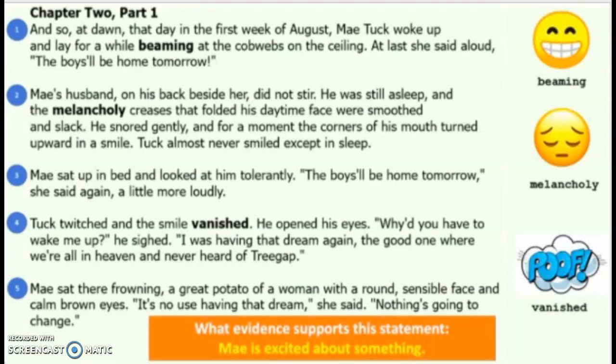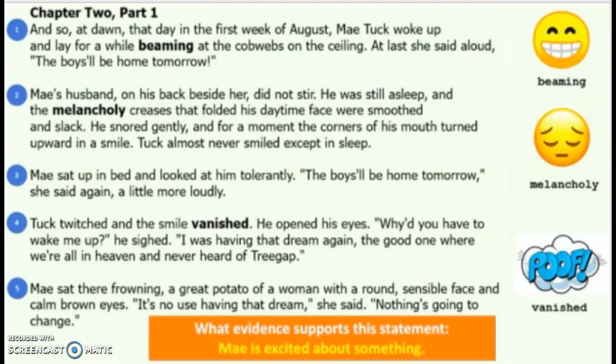May sat up in bed and looked at him tolerantly. "The boys will be home tomorrow," she said again, a little more loudly. Tuck twitched and the smile vanished. He opened his eyes. "Why'd you have to wake me up?" he sighed. "I was having that dream again, the good one where we're all in heaven and never heard of Treegap." May sat there frowning, a great potato of a woman with a round, sensible face and calm brown eyes. "It's no use having that dream," she said. "Nothing's going to change."